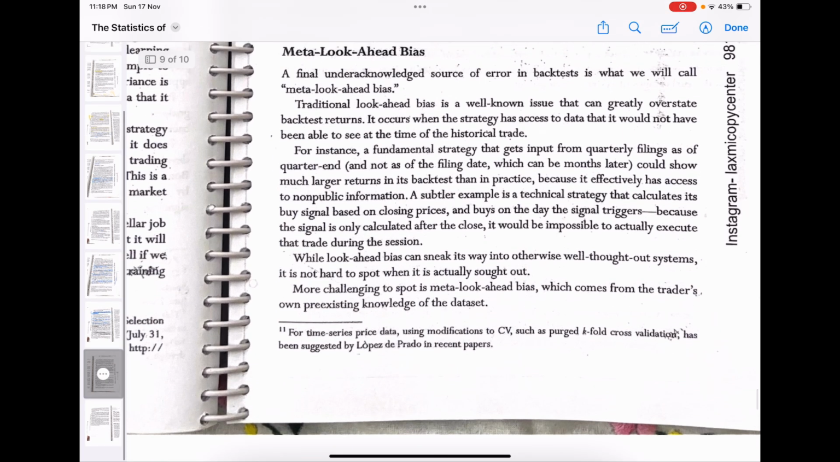Let's talk about meta look ahead bias. What is meta look ahead bias? A final under acknowledged source of errors in backtests is what we will call meta look ahead bias. Traditional look ahead bias is a well known issue that can greatly overstate backtest returns. It occurs when the strategy has access to data that it would not have been able to see at the time of the historical trade.